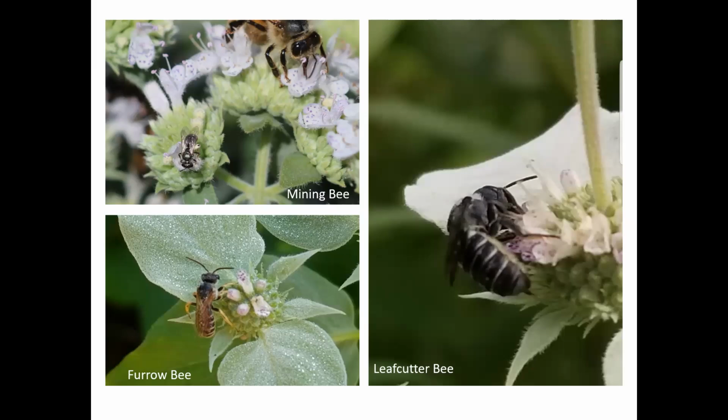So if you ever see any of these semicircular cutout areas in leaves, like in your redbuds, but any tree is fair game, that's because you have leaf cutter bees.